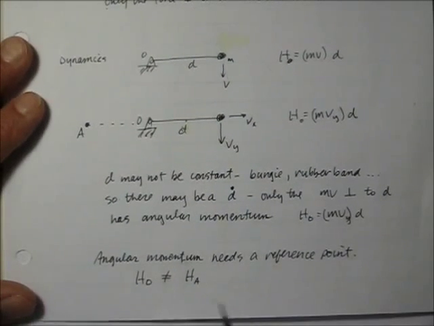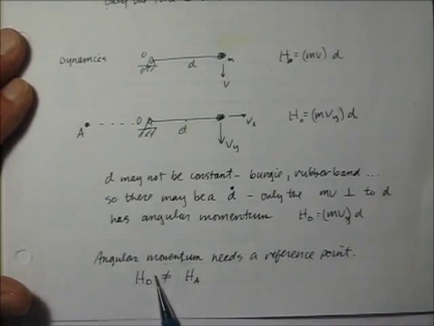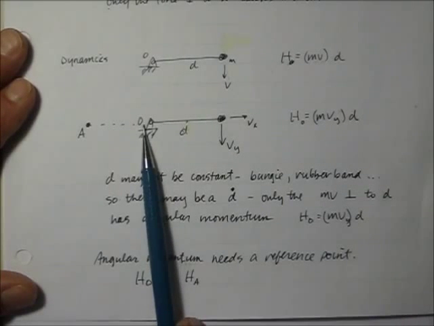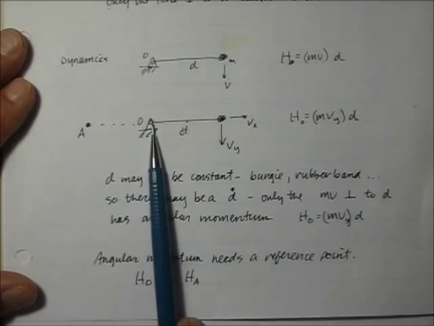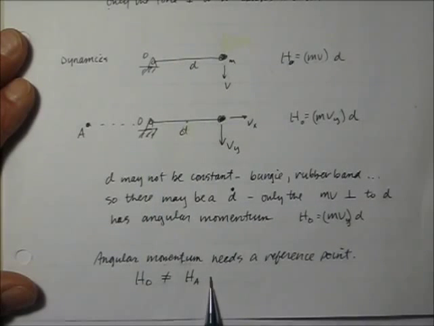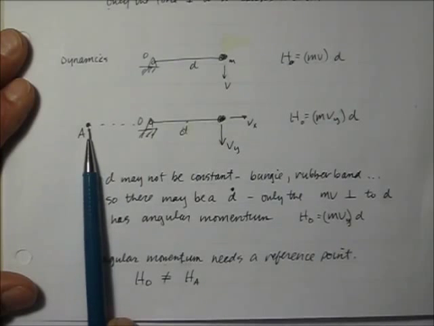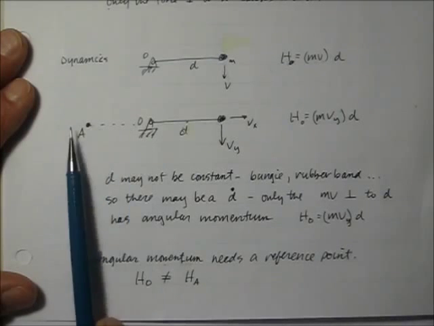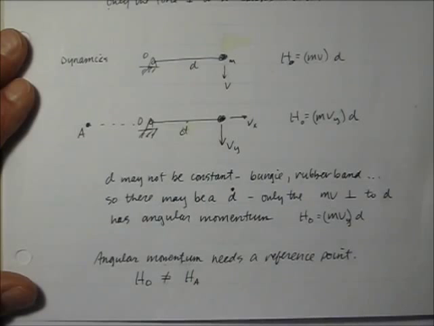Also, just to note that angular momentum needs a reference point, such that the angular momentum about point O, which is going to be mv_y times d, is going to be different than the angular momentum about some other point, about A. So clearly the reference point is the lever arm. That is important, that you need to keep track of.